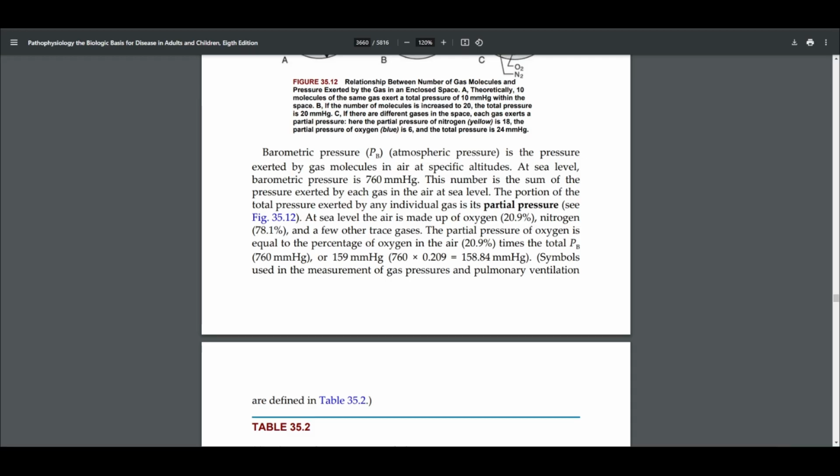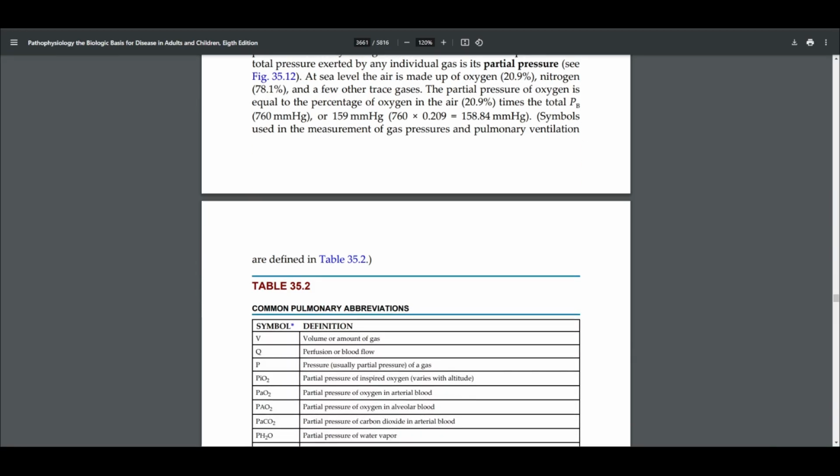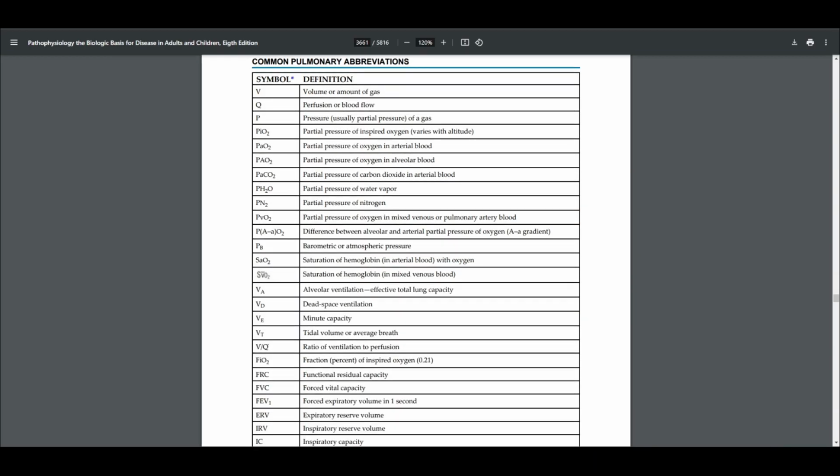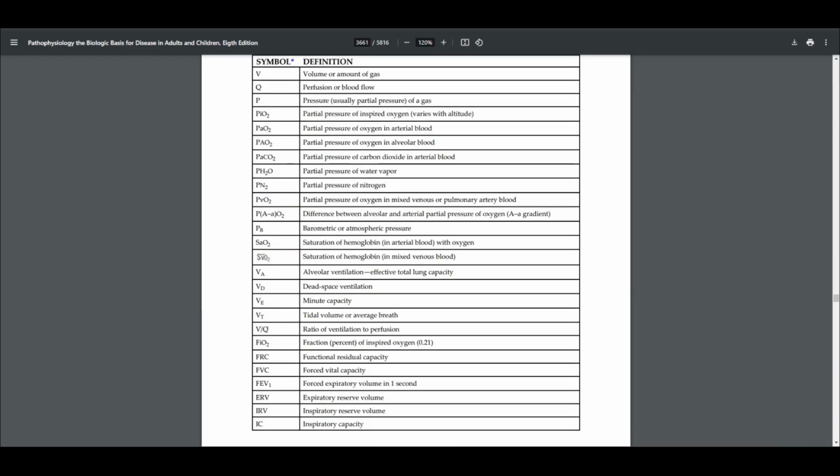Symbols used in the measurement of gas, pressure, and pulmonary ventilation are shown here in this next table. And there are a lot. But these are things we should know.